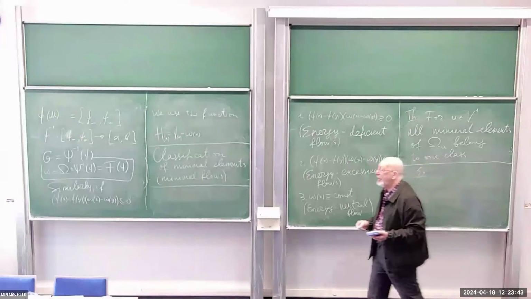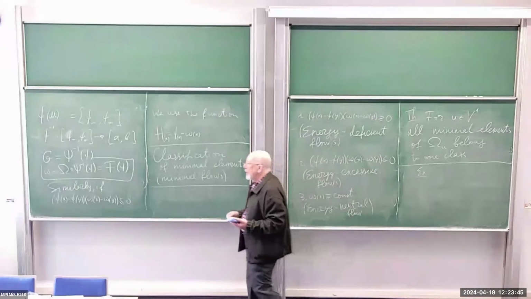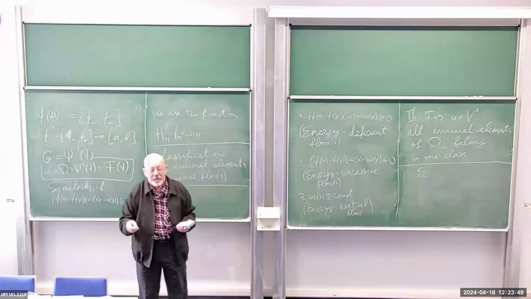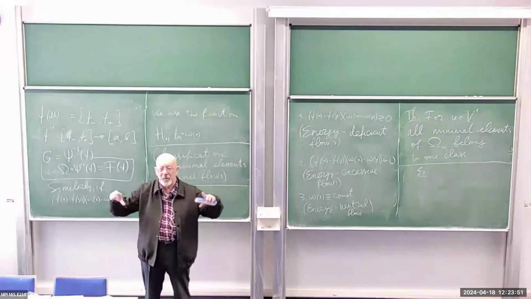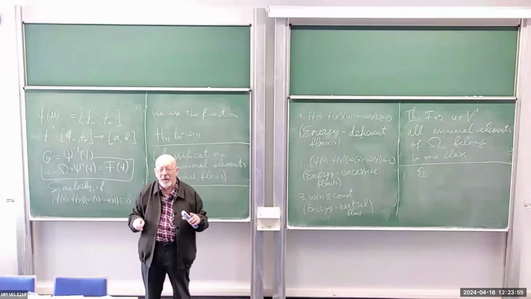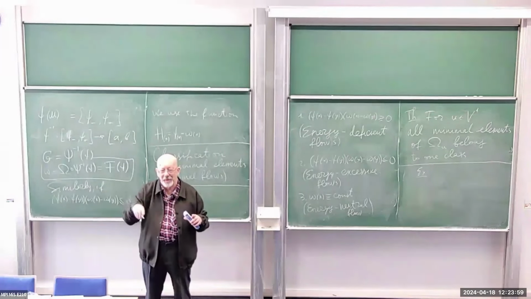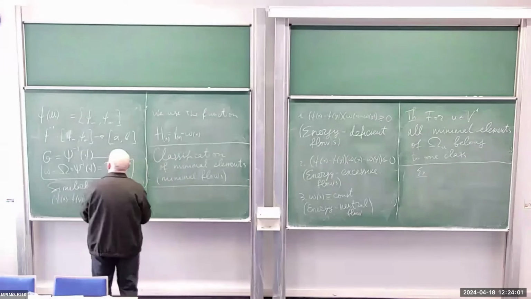So examples. We have two sources of examples at hand. It is the parallel flow in a strip, in the channel with some profile, and circular flows in a disk. So let's start from parallel flows.